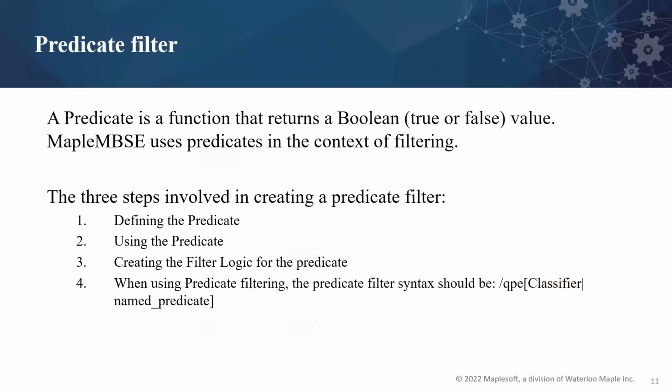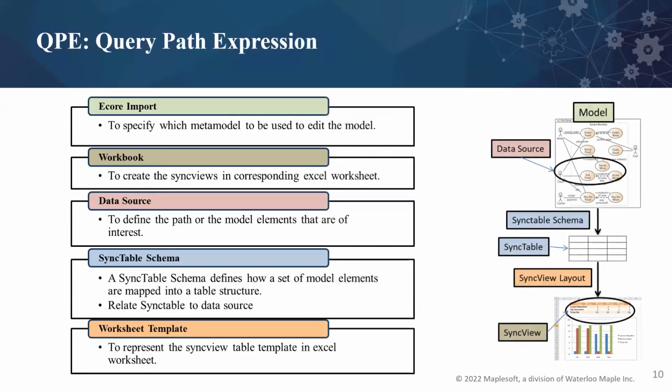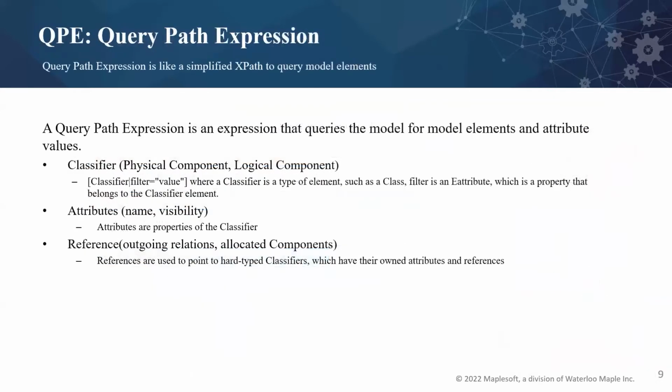And if you remember from the slides before, you can include certain filters on a classifier. For example, if you want to get the physical component, you can mention a filter, so you want a physical component that is called, let's say, the top level component. You can define a filter because if you do not define one, MapleMBSE will list all the physical components in the model.